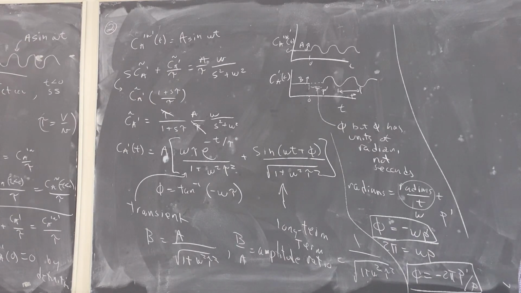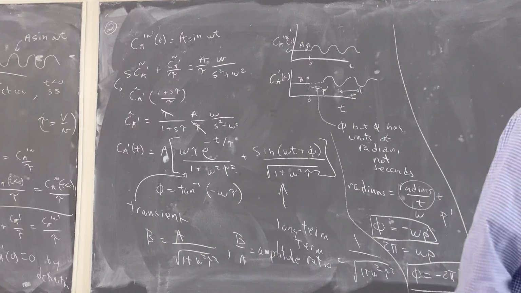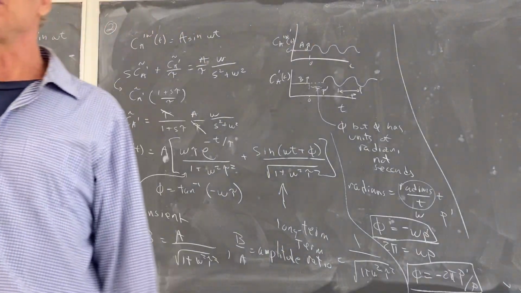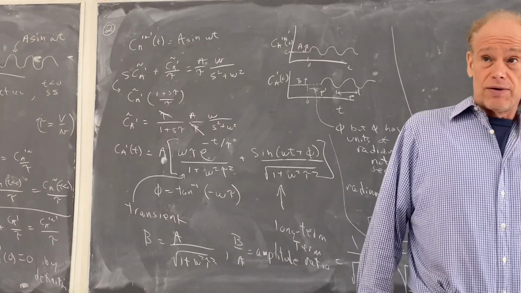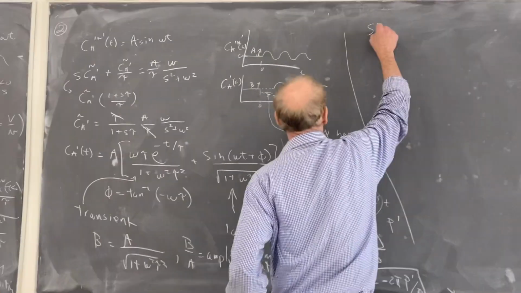Okay, so what I'd like to do now is go through and show you that you don't have to do the inversion. You can get all this information directly from G. Any questions before I do that? Okay, so show.